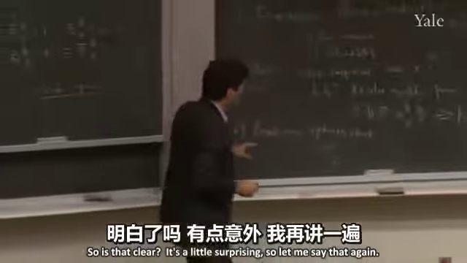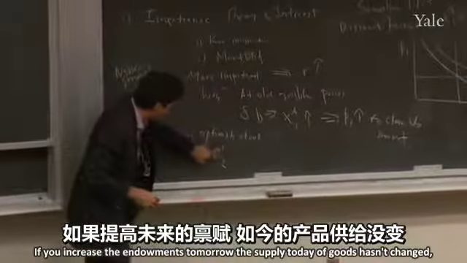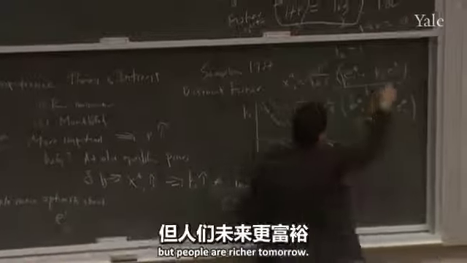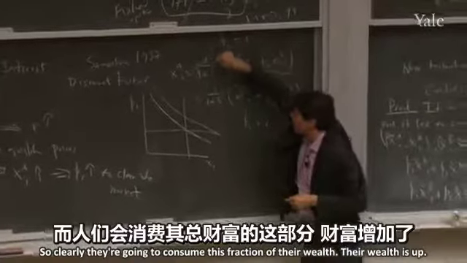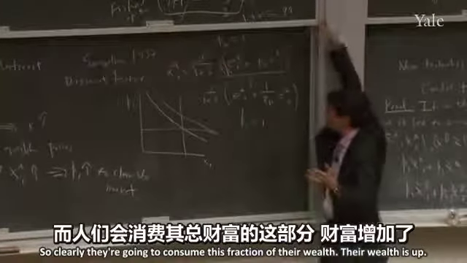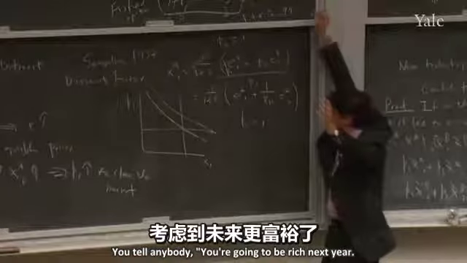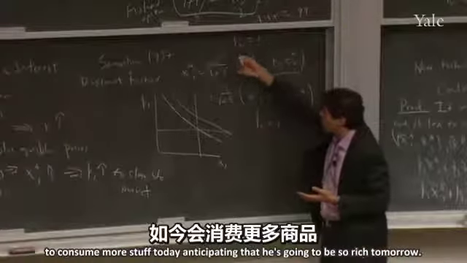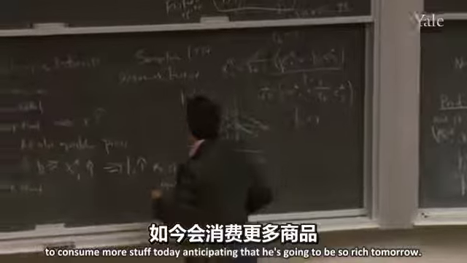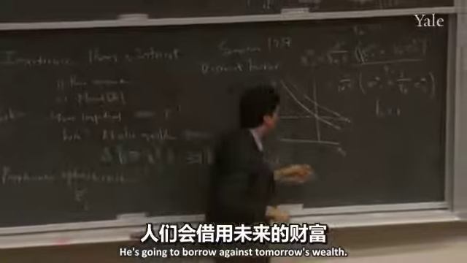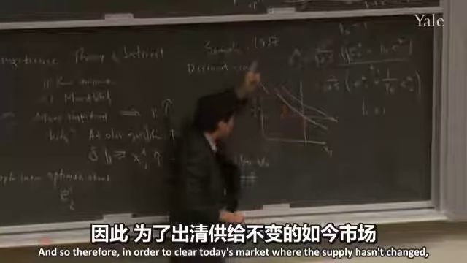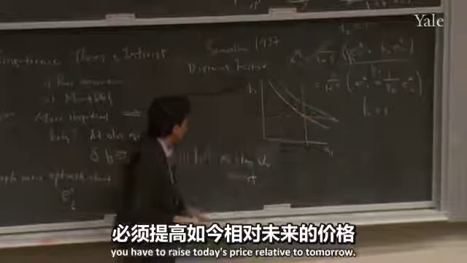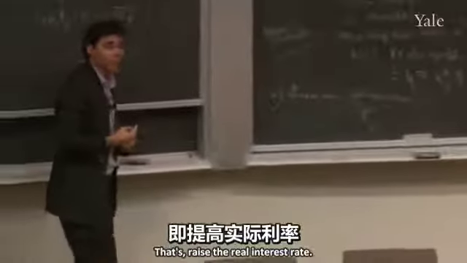But let me say that again. If you increase the endowments tomorrow, the supply today of goods hasn't changed, but people are richer tomorrow. So clearly they're going to consume this fraction of their wealth. Their wealth is up. You tell anybody, you're going to be rich, next year you're going to be worth a fortune. The normal Cobb-Douglas person is going to consume more stuff today, anticipating he's going to be so rich tomorrow. He's going to borrow against tomorrow's wealth. And so in order to clear today's market, where the supply hasn't changed, with all these people trying to eat more today, you have to raise today's price relative to tomorrow. That's raise the real interest rate.